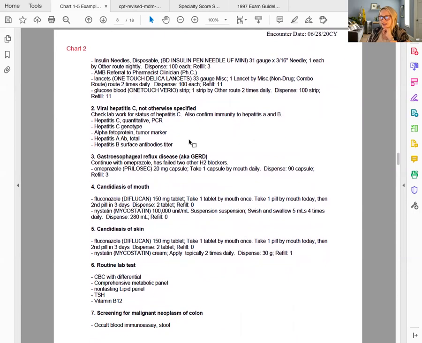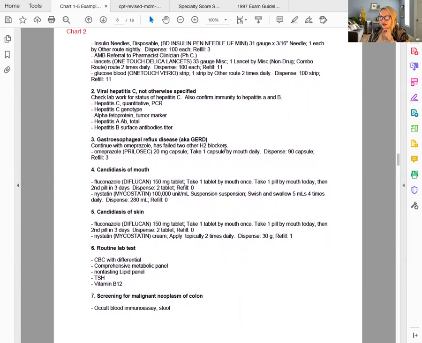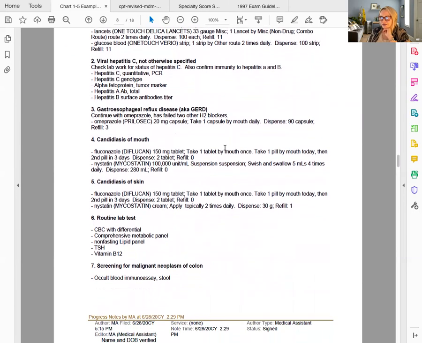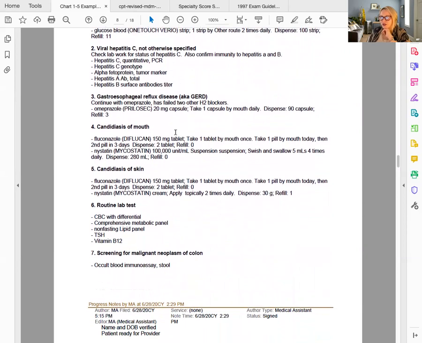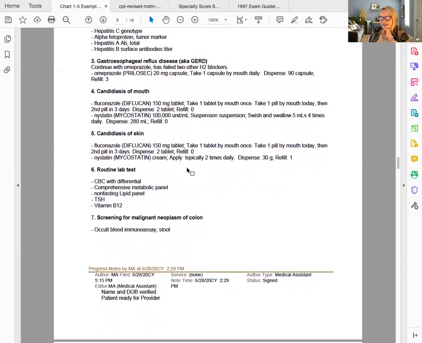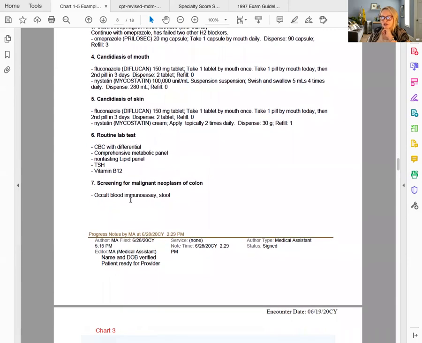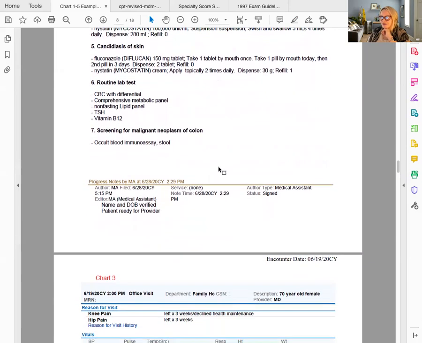The hepatitis C seems to be uncomplicated, and just more of a note on file, as with the GERD. They did diagnose a new problem of candidiasis of the mouth and skin, and they've ordered some routine lab testing.